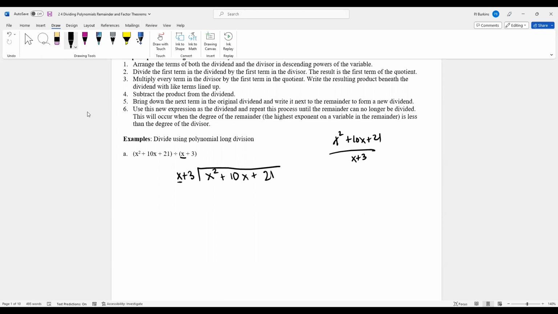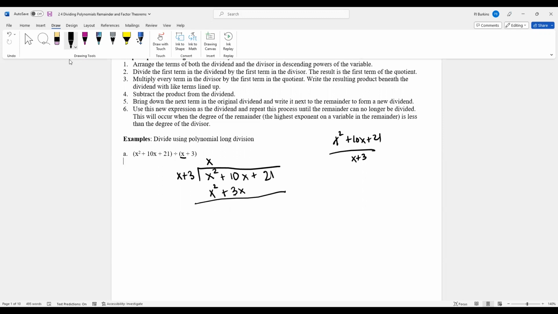I need to make the first term of my divisor look like the first term of my dividend. To do that, what do I have to multiply x by to make it x squared? Well, I would simply multiply by x. The next step is to take the value that I just found and multiply it by everything in my divisor, and I'm going to put the results right here. So x times x is x squared. x times 3 is plus 3x. So if you're looking at the steps above, that would be step 3.